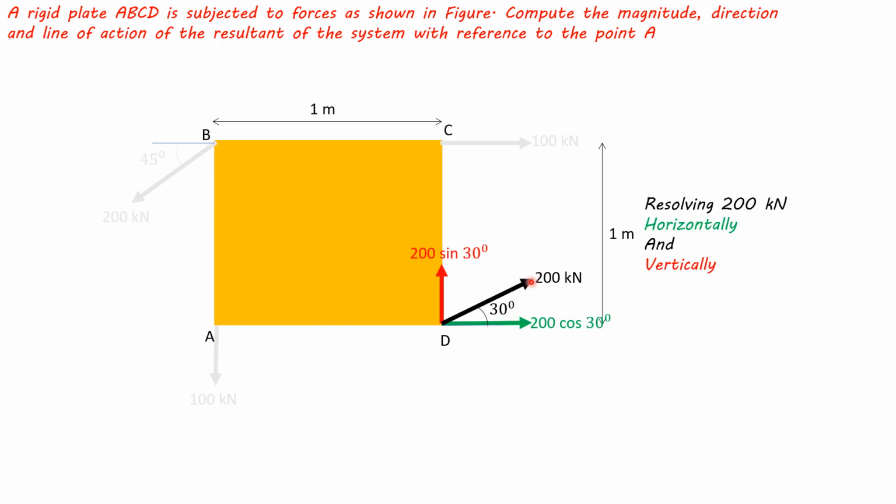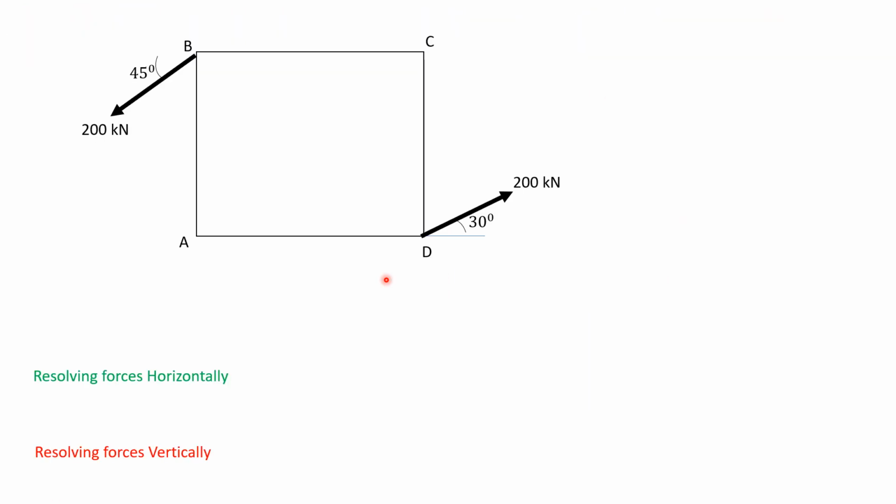Resolving this 200 kN force horizontally and vertically, it will be 200 cos 30 degrees directed to positive x-axis, and 200 sin 30 degrees directed to positive y-axis. Now, resolving forces horizontally and vertically, we need summation Fx and summation Fy.